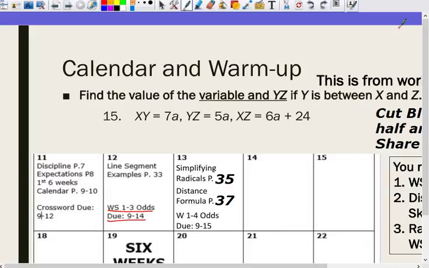All right, guys. So let's work on this problem right here. It says, find the value of the variable and yz if y is in between x and z. So first thing you need to do, how many answers should we have? 2 answers. We should have an answer for the variable, which is a, and an answer for the measurement of yz. Let's look at this part. It says y is in between x and z. So we have x, we have z, and we have y somewhere in between there.